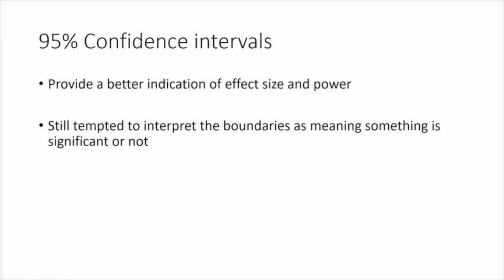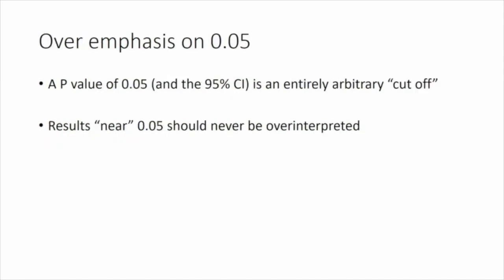So 95% confidence intervals provide a better indication of effect size and power, which is why we ask for them and why you should ask for them. But there's still the temptation to interpret the boundaries as meaning something is significant or not. And this goes to the whole problem of 0.05 and the idea of statistical significance.